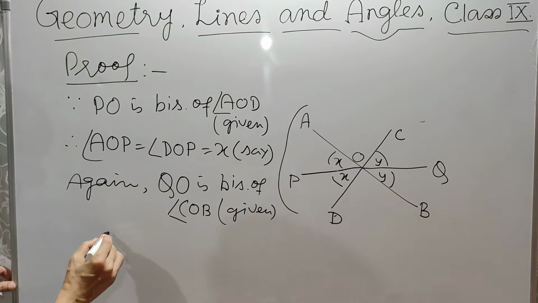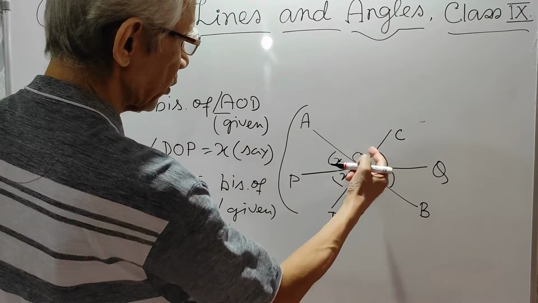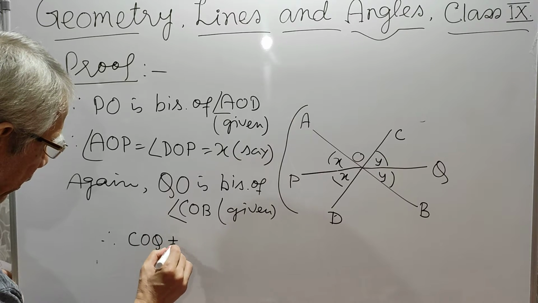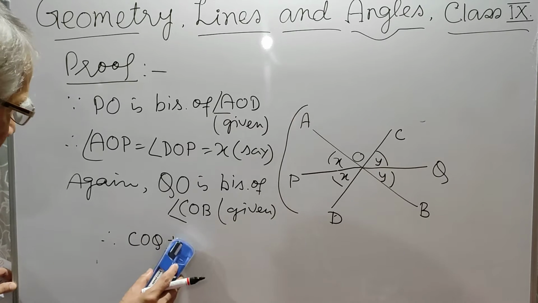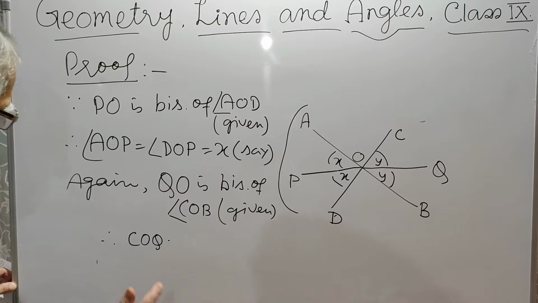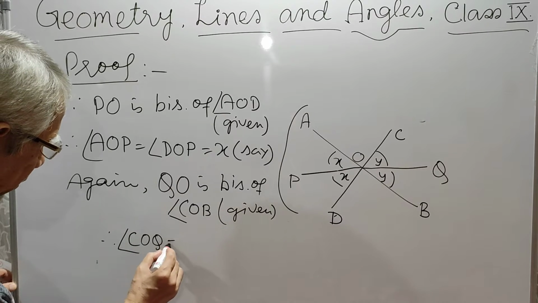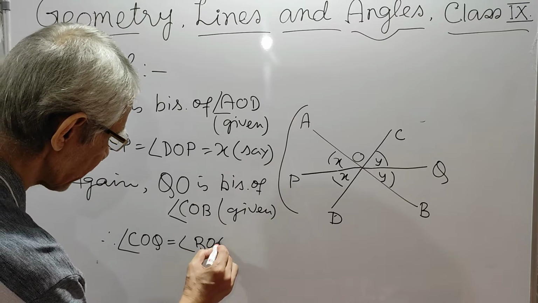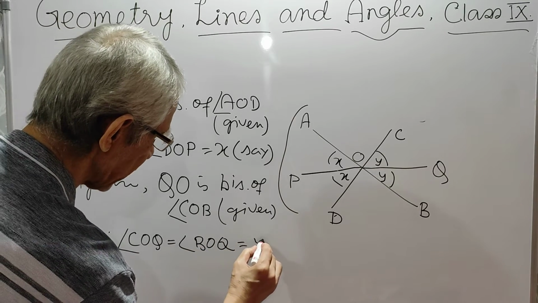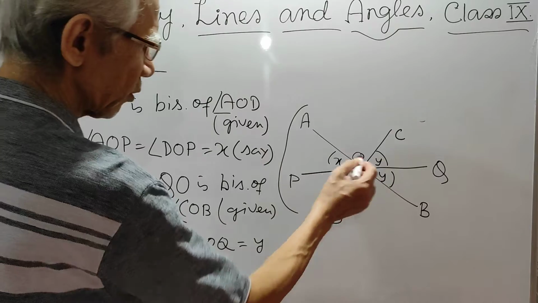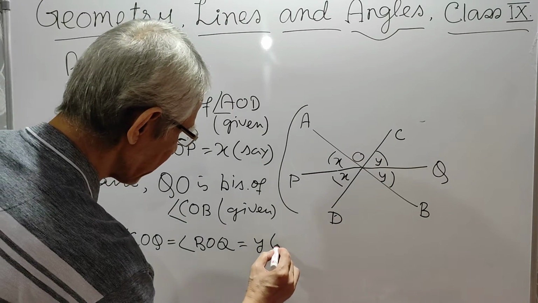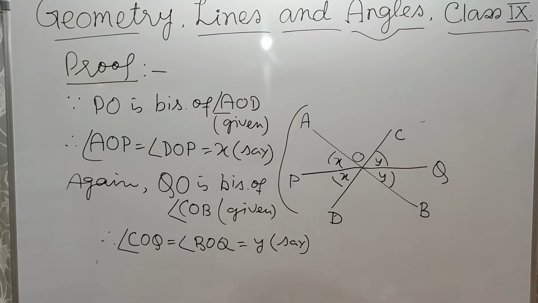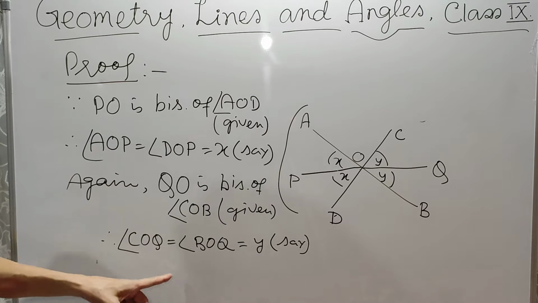All right. Therefore, what do you get? These two angles are equal. Which two angles are equal? COQ is equal to which angle? BOQ. Angle BOQ. Now suppose we call it Y. So each angle we are calling Y because they are equal. So say means suppose. Okay, so up to here I hope it is clear.